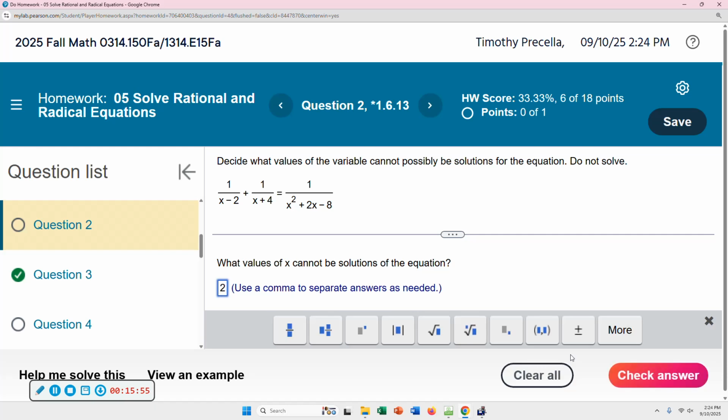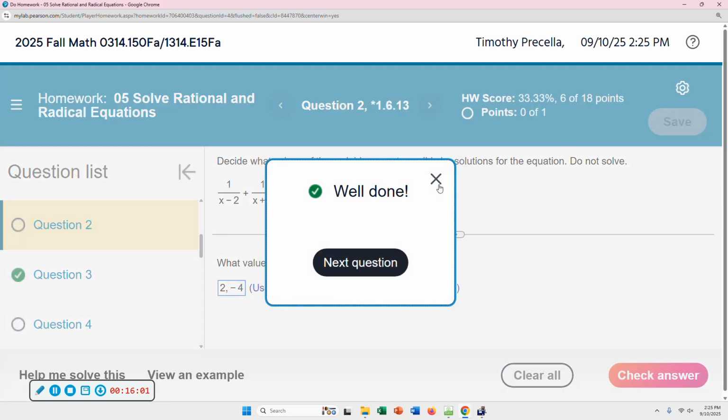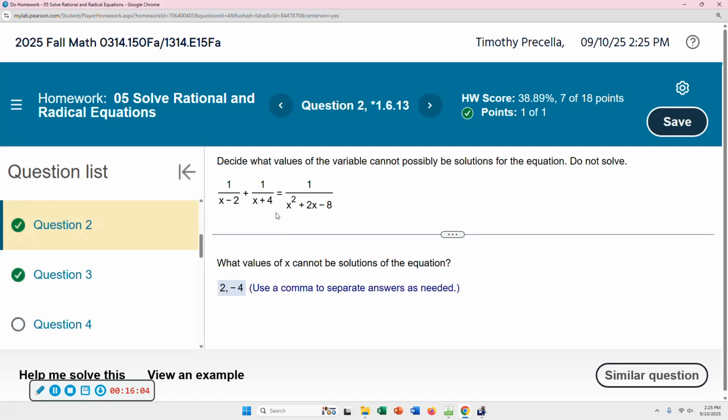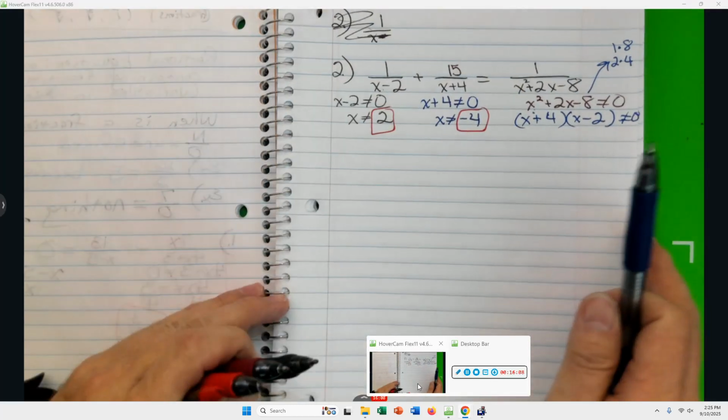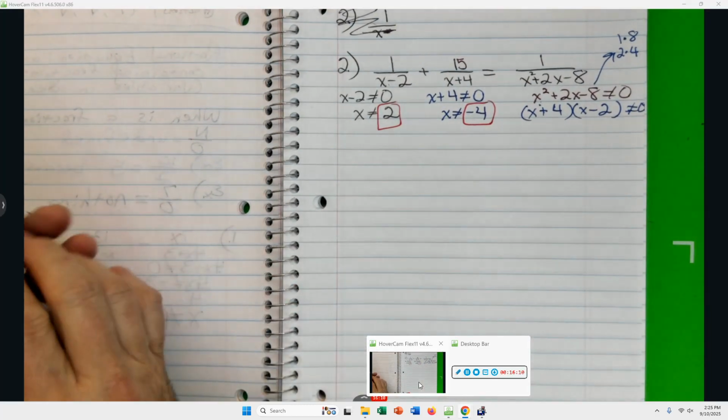When asked what numbers can't be solutions and you're not solving, all you're doing is asking yourself, when is the denominator equal to 0? And the numerators themselves don't matter for something like this.